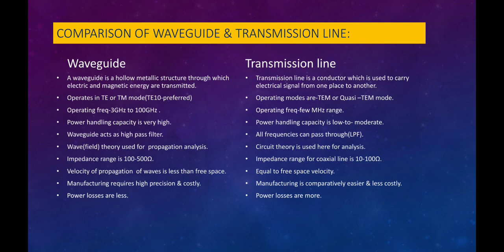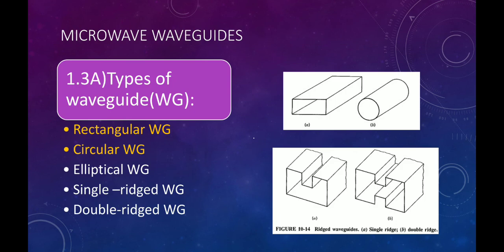Then in transmission line it is almost equal to the free space velocity. Manufacturing requires high precision and costlier apparatus. Manufacturing is comparatively easier in transmission line and less costly. Power losses are less, whereas in transmission line power losses are more. So these are the comparison points.